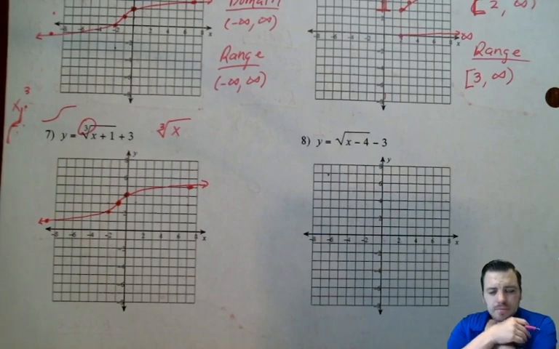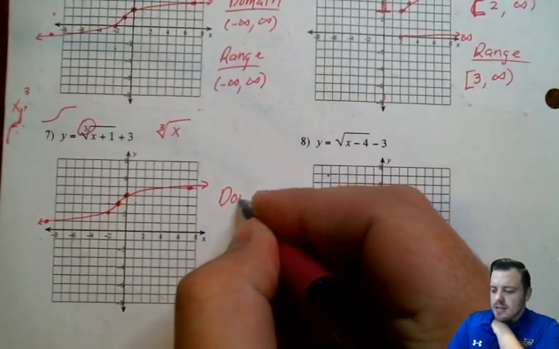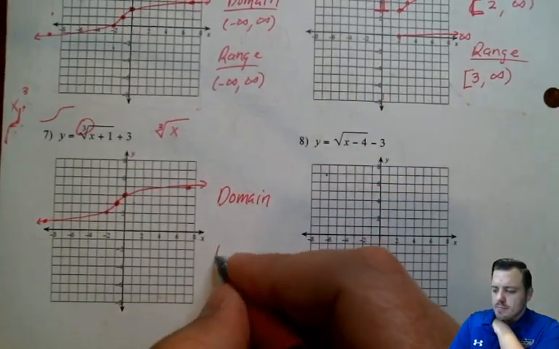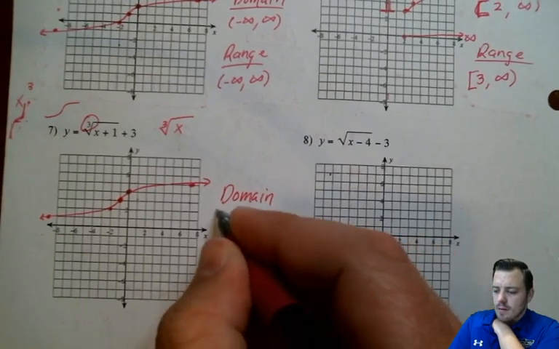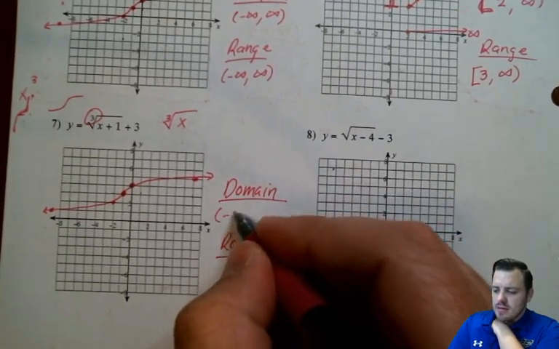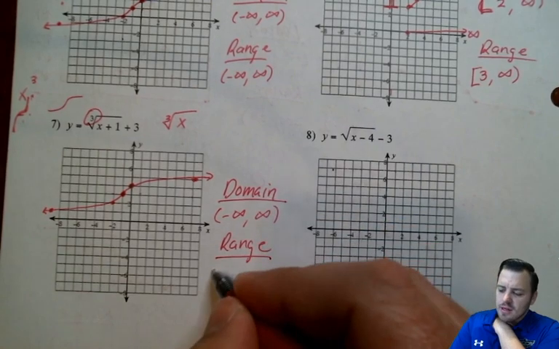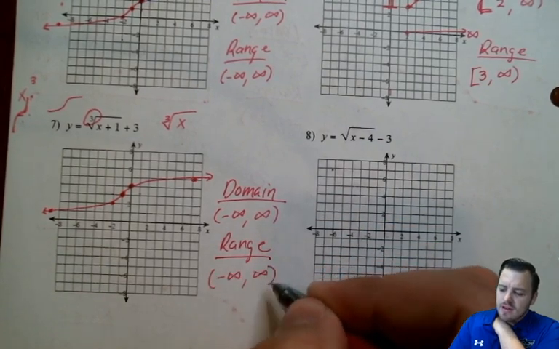All right, so then we just do domain and range, and like I said, with domain and range, it's just from negative infinity to infinity, negative infinity to infinity.